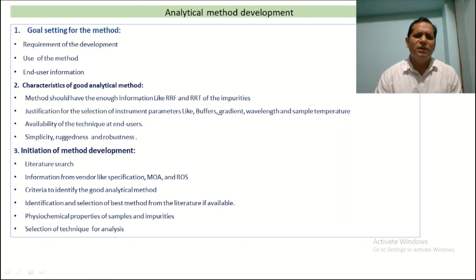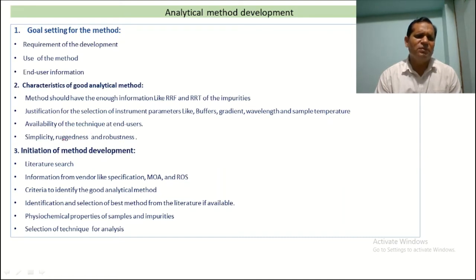During development, we should have the information about sample solution stability, and when we finally choose any wavelength, we should be aware why we are choosing that particular wavelength. Next thing, availability of technique at the user end. As discussed earlier, we should be aware whether the end users of the method have this facility or not.